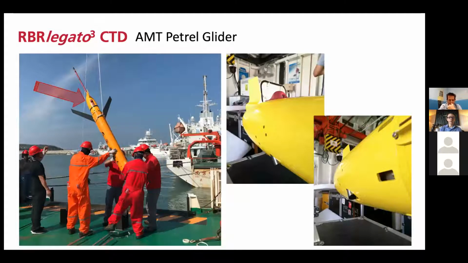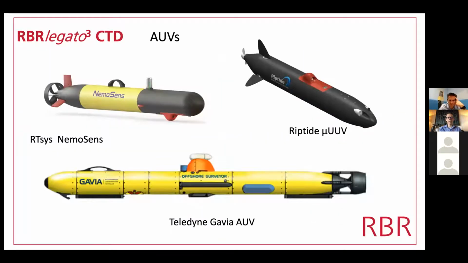There are a couple of gliders in China as well, such as the AMT. And again, here you see that it has been deployed, or it's being deployed, with an oxygen sensor. It also has been integrated into a number of the AUVs, such as the RTC's NemoSense. This was just in the last few months. There are the Riptide and the Teledyne Gavia as well.